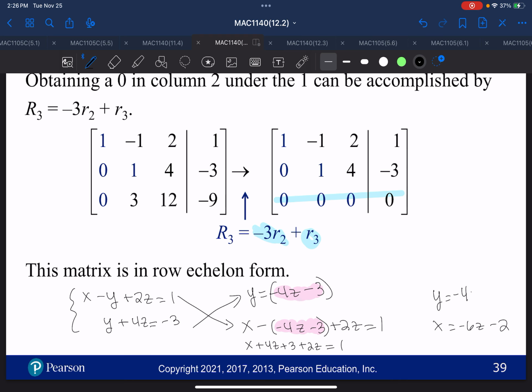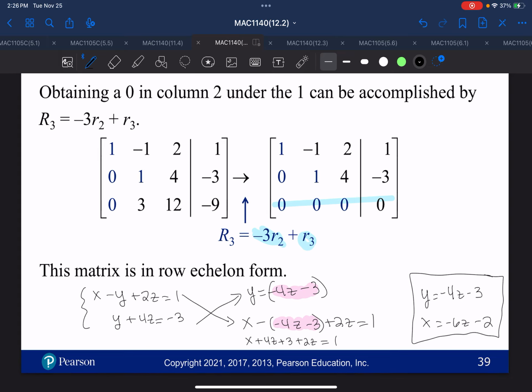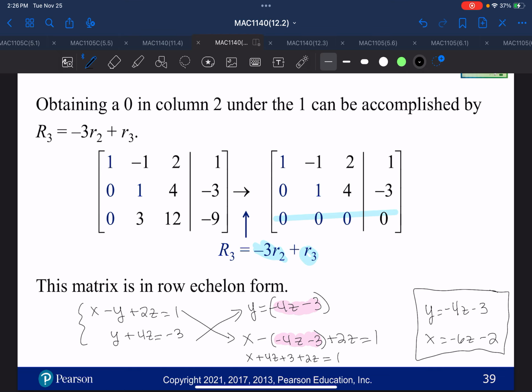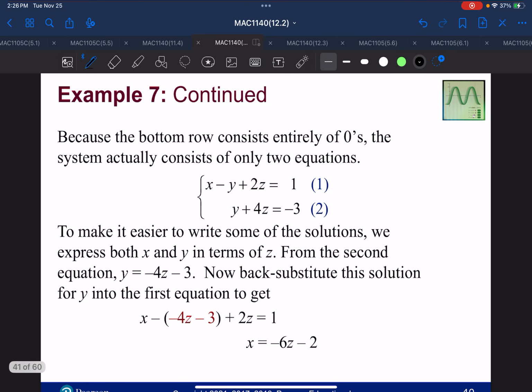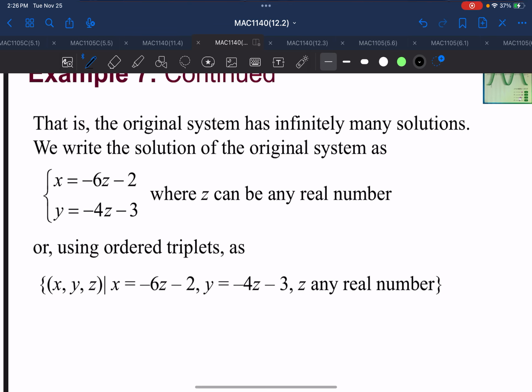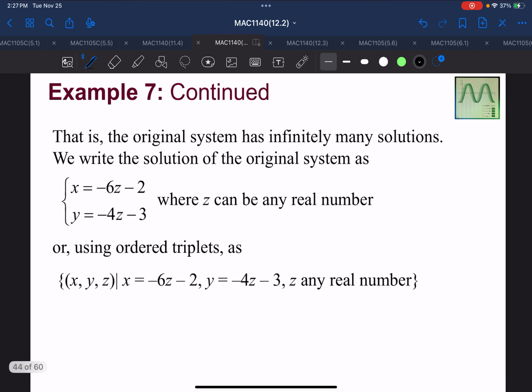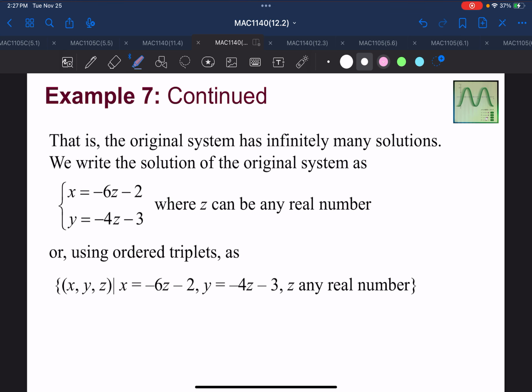I solved this second equation for y, and then I plugged that into the first equation and solved this for x. So this would actually be the solution where z can be any number, but y has to be equal to negative 4z minus 3, and x has to be equal to negative 6z minus 2. That's what they do there and there. So this is actually an infinite amount of points as long as x and y is equal to this.